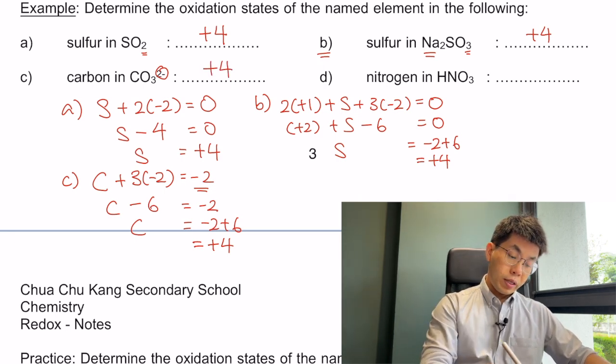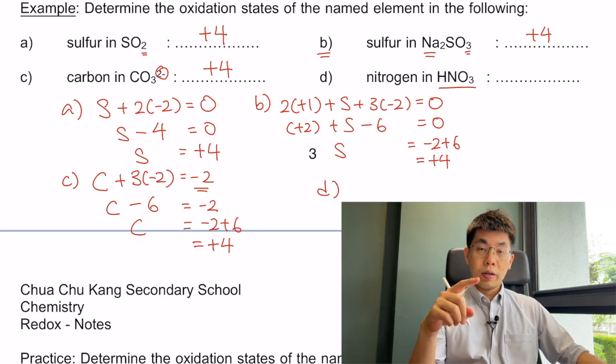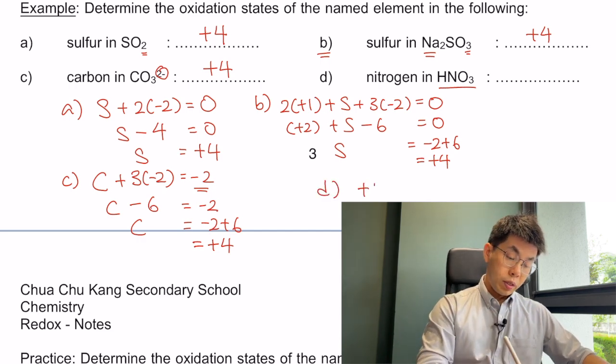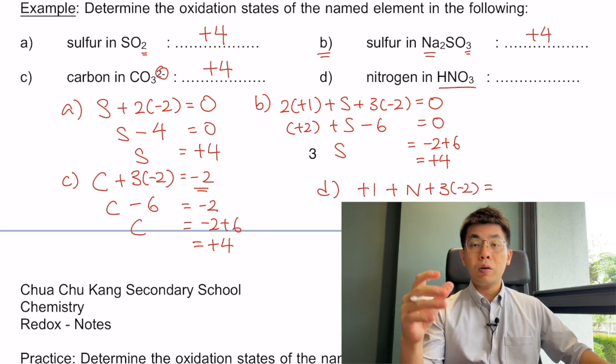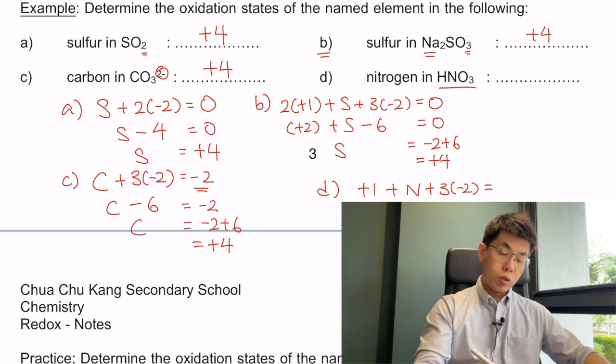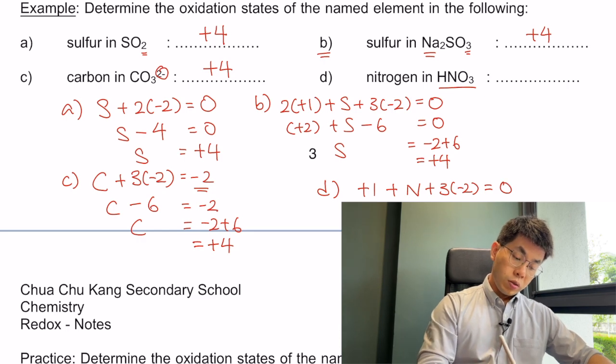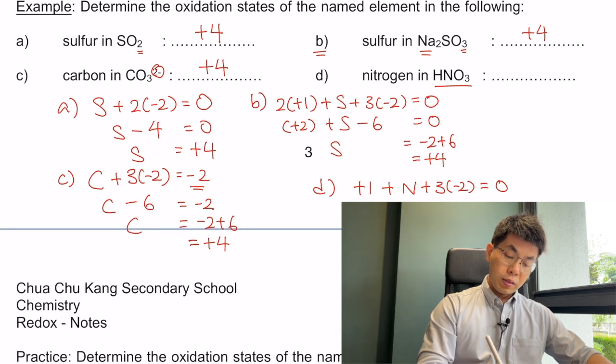Right, now let's try nitrogen in nitric acid. H is always +1. Nitrogen, I'm not sure, so I'll put it as N. Oxygen is always -2, so 3 times -2. Because it's a compound, all is equal to 0. So N is equal to -1, and then +6, equals a +5.